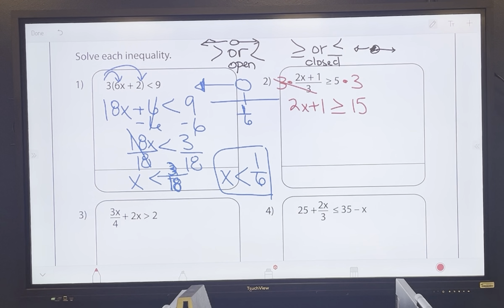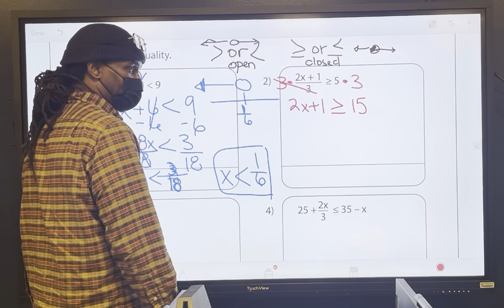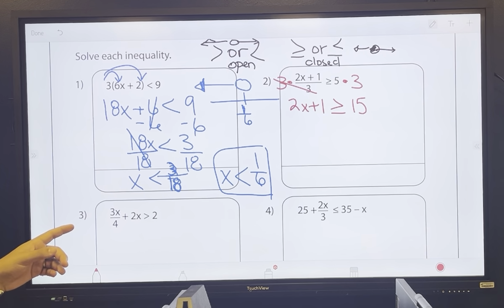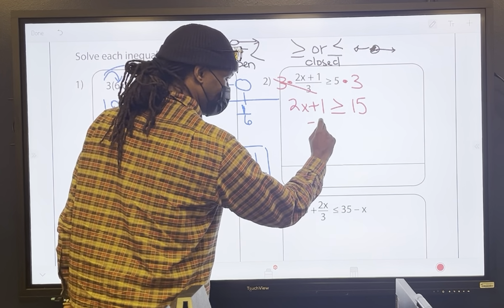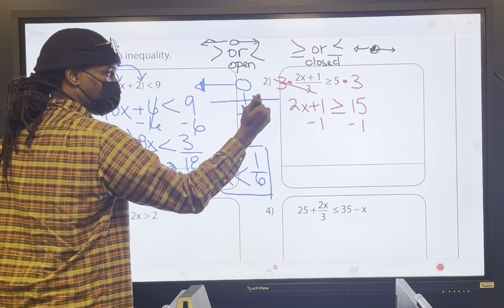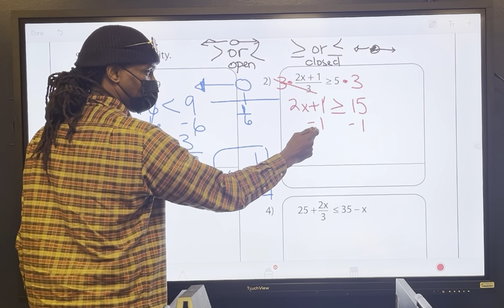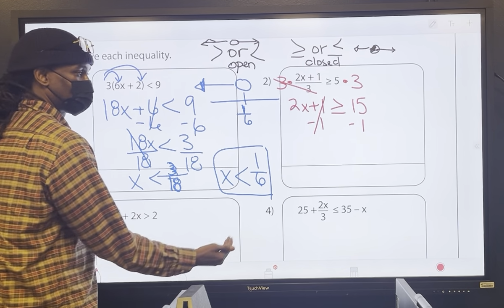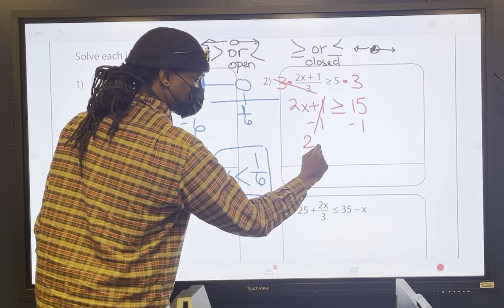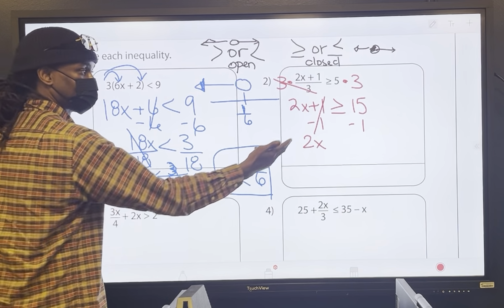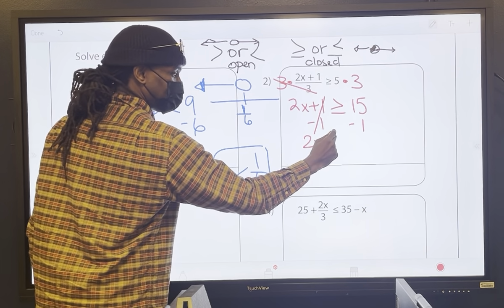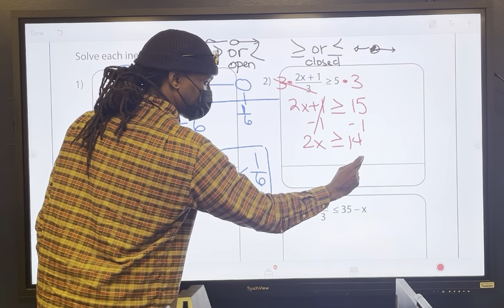Everybody good? Ask if you lost. Then I got to do what on both sides? You have to subtract. Yeah, take 1 from both sides. What happens to your 1s? Cancel, leaving me with what on this side? 2x is what? Tell me the inequality. Greater than or equal to. Nice. 14. Then what am I doing on both sides here?